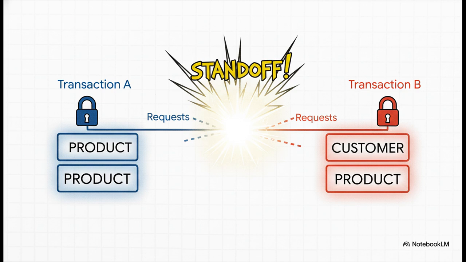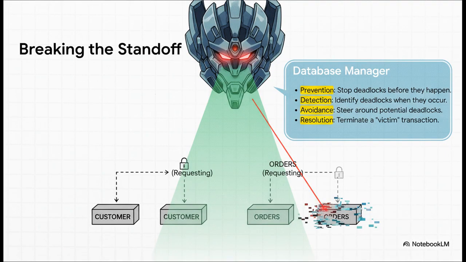A is waiting for B, and B is waiting for A. Neither one can move forward. They're deadlocked. Now, thankfully, database systems are pretty smart. They're not just going to sit there forever. They have strategies to deal with this.